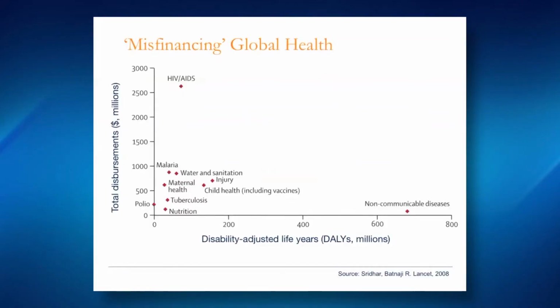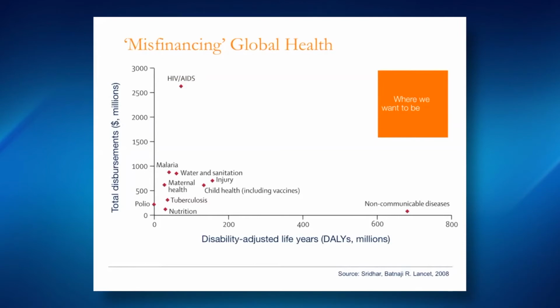However, donors don't always follow that, and this is one of my favorite graphs from Rajay Bhatnagar and others at Stanford, appropriately called Misfinancing Global Health. On the y-axis is the amount of money spent by the 4 big donors on global health, and on the x-axis is the disability-adjusted life years, right? And so where we want to be is here. We want to say that the diseases that cause the most disability-adjusted life years are where we spend the most money. And that's just not the case.